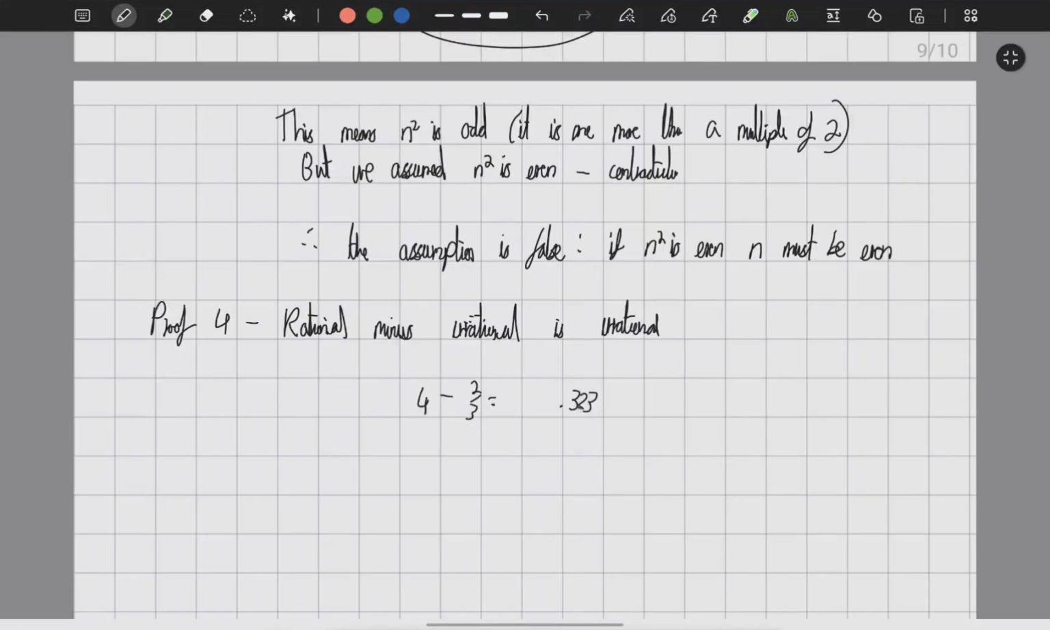So if we want to prove this, we do a contradiction first, or our negation. So we can assume that, let's say, a is rational, and then we introduce another variable, b is irrational.